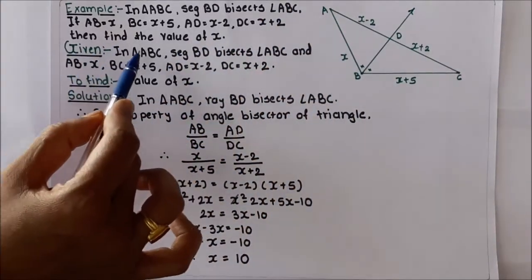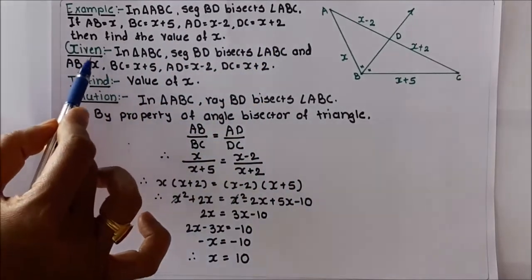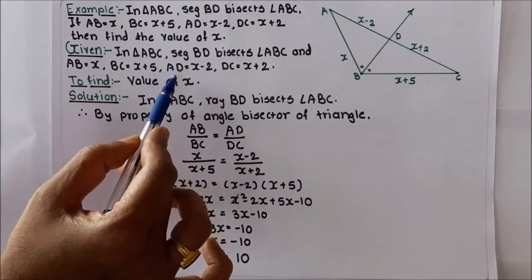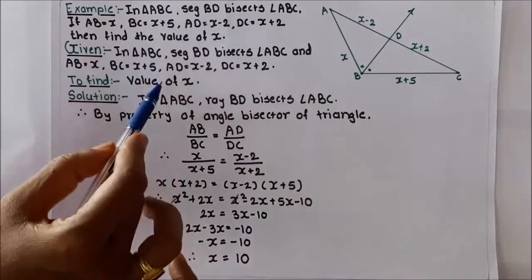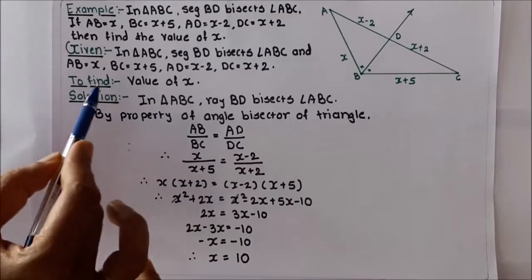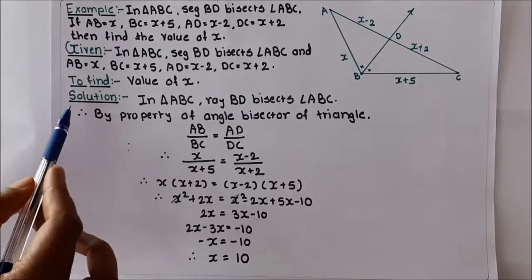Now given, in triangle ABC, seg BD bisects angle ABC and AB is equal to x, BC is equal to x plus 5, AD is equal to x minus 2, DC is equal to x plus 2. It is very important to write the given every time. Now, to find the value of x. Now we will turn towards the solution.